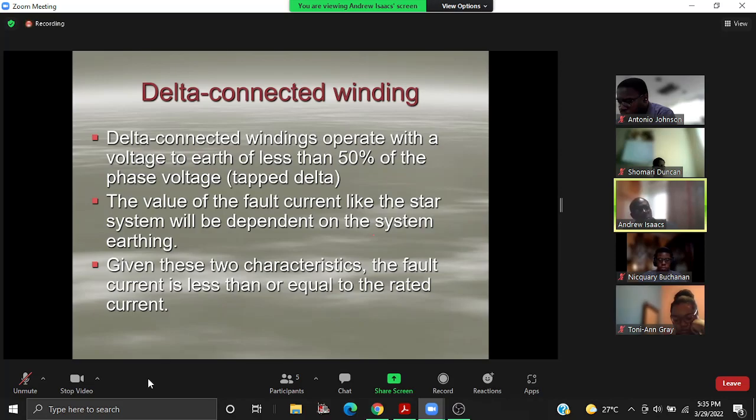When we're looking at the use of star and delta in power systems, what we focused on is the impact it had on the zero sequence current. That no zero sequence would move across the delta. What we are now saying is that we're now focusing on the magnitude to say that that will vary based on the type of winding that we're operating with.